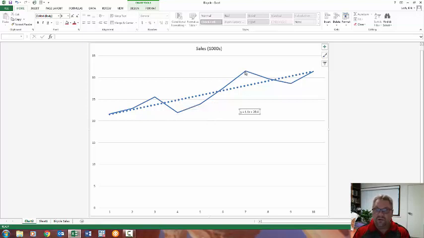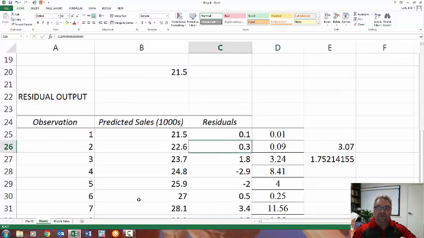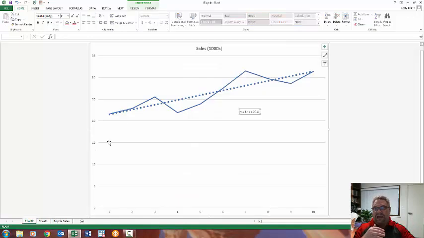Now some of these others are where I had those very small residuals. Like this one here is 0.1. In time period 2, I think the residual is 0.3. Yeah, 0.3. And that's why these things are so close. That's why the trend line is so close to the actual sales for that period.